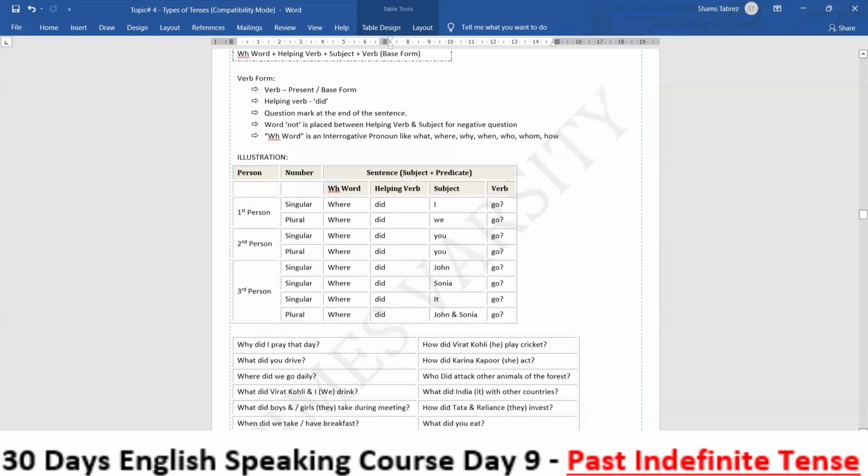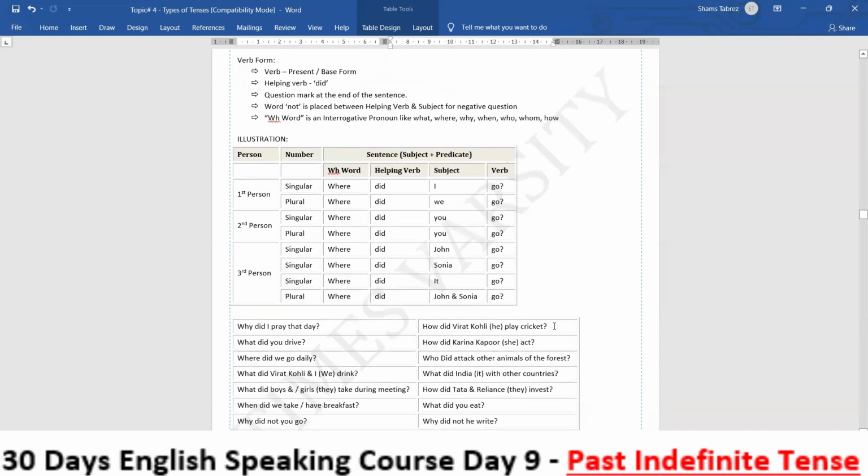Okay, so let's say I didn't watch that cricket match and I'm asking someone about that match, especially the performance of Virat Kohli. Then I will ask, how did Virat Kohli play cricket? Or how did Virat Kohli play the last match? Because that was yesterday, right? So the answer may be he played confidently, or he didn't play confidently. That may be the answer, right?